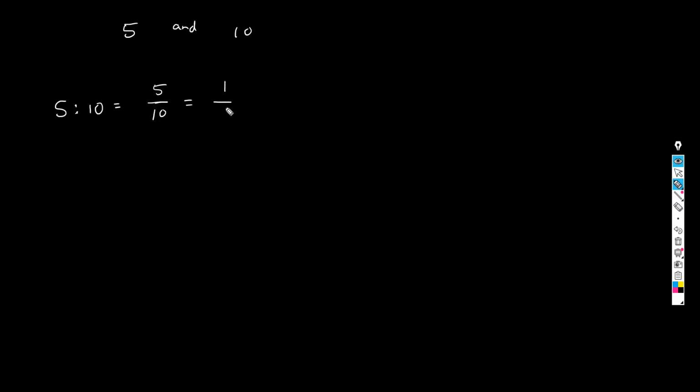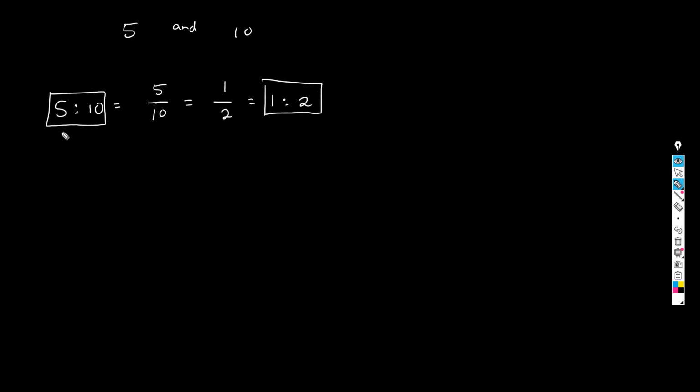1 over 2. When you simplify this division, you get 1/2. And so the ratio is the same as the ratio of 1 to 2. We say that the ratio of 5 to 10 is the same as the ratio of 1 to 2. And what does that mean graphically or visually?